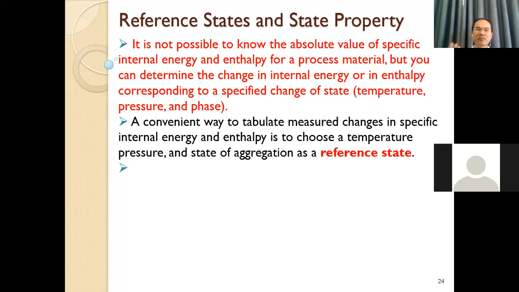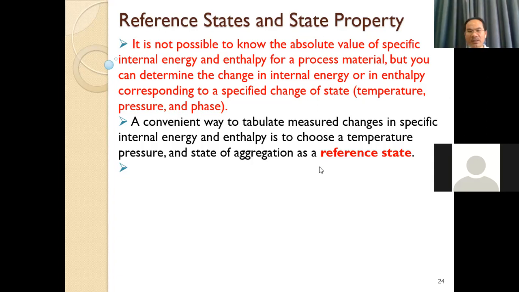We calculate based on the change of state, which may be at a different temperature, pressure, or a change in phase. For the convenient way to calculate or measure the change in specific internal energy and entropy, we have to choose the temperature, pressure, and state as the reference state. We cannot calculate the absolute value of S or the absolute value of U.